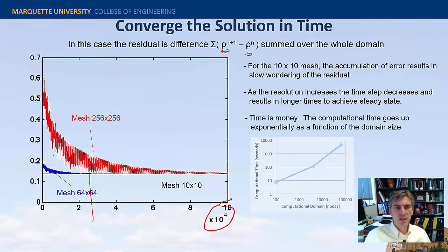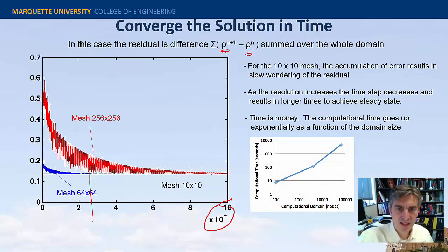Here's the 256 by 256, and how many iterations would you say you would need to converge that mesh? Maybe something like that, right? Maybe 90,000 iterations. So if you look at the required computational domain size versus the time it took for it to run, right?